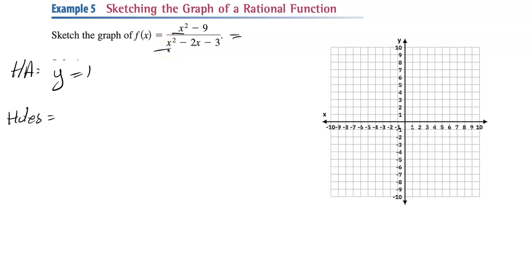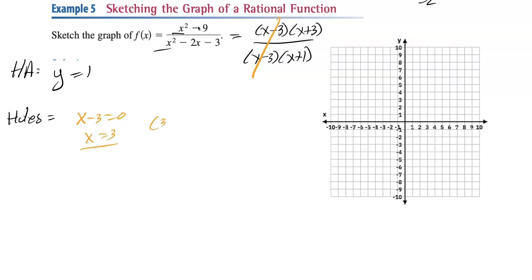So let's factor. The top is the difference of two squares. So x minus 3, x plus 3. The bottom, we have -3, we have -2, so -3 and 1. So x minus 3, x plus 1. And we have a cancellation right there, right? So we have a hole at x minus 3 equals 0. You do have to solve it. x equals 3. We'll figure out what the actual point is in a bit, but that's where the hole is, at x equals 3.